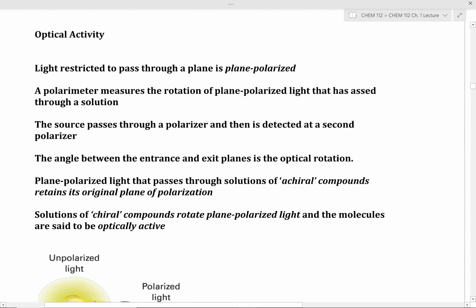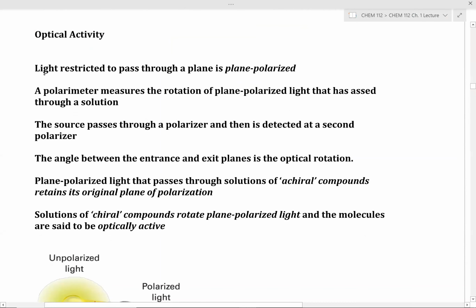Okay, so let's continue on with our lecture on chirality, and what we're next going to discuss is this idea of optical activity. How do we get a sense of whether molecules are chiral or achiral just looking at bulk samples of material? Well, first and foremost, let's switch the drawing tool.